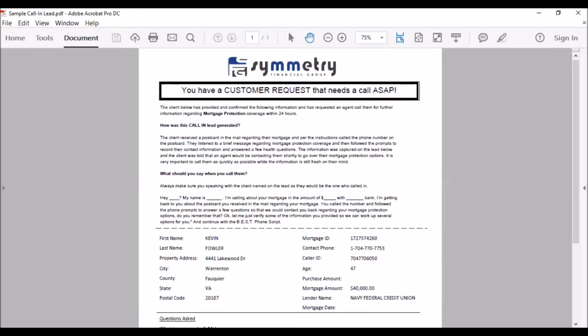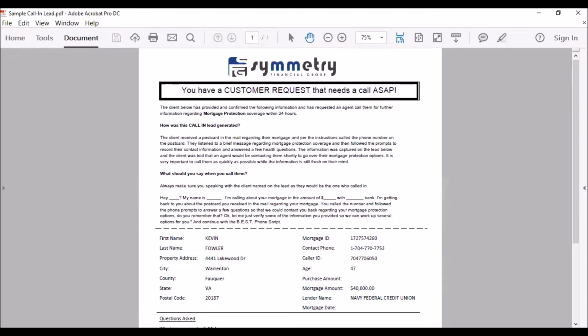Another type of lead source that we have here at Symmetry is called a call-in lead. This will look slightly different. Be sure that you don't get the two confused. A typical direct mail lead will have handwriting, of course, from the client. A call-in lead was generated due to a postcard that was mailed to them from Symmetry Financial Group regarding their mortgage. The postcard instructed the client to call in.